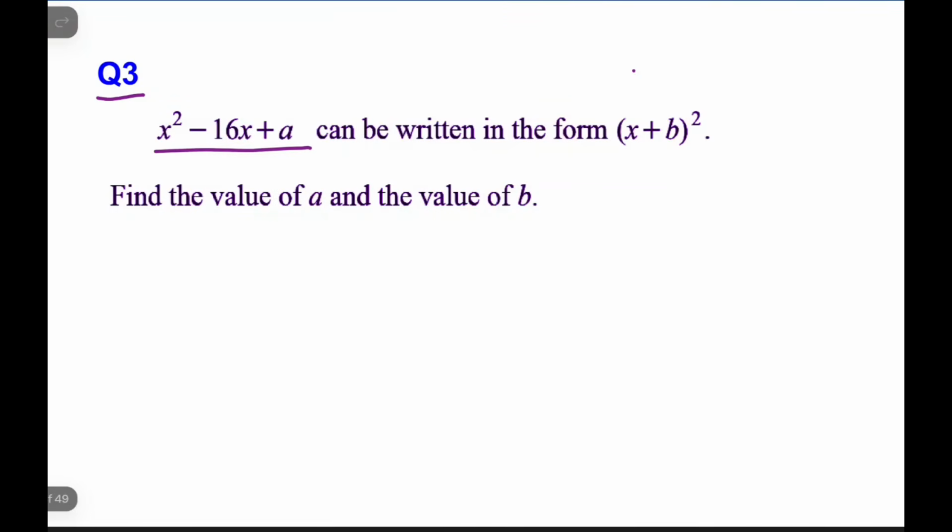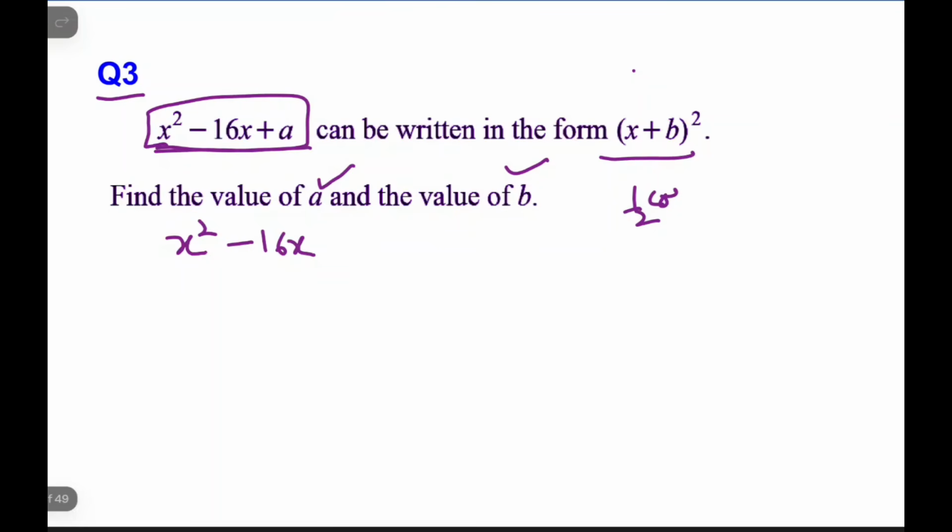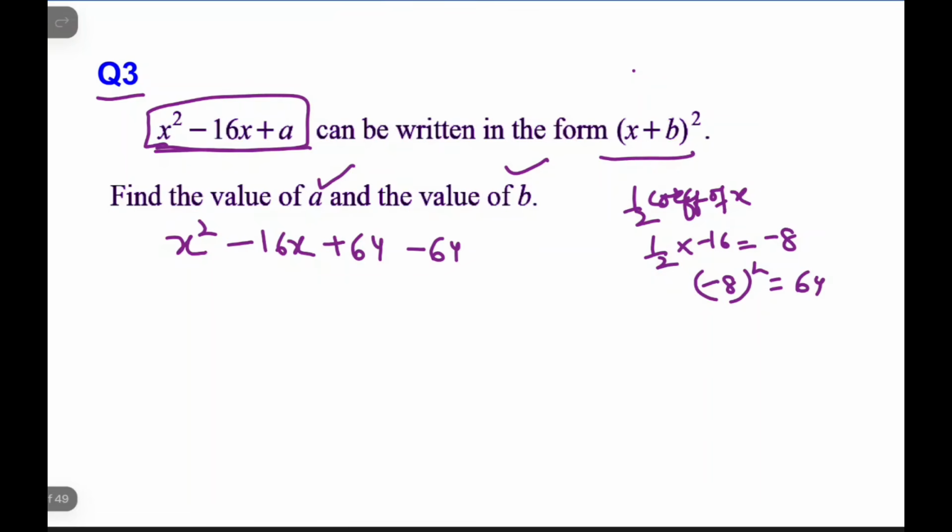Question number 3, x squared minus 16x plus a can be written in the form of (x plus b) whole squared. We have to find the values of a and b. In order to write this equation in vertex form, we will be completing the square. So x squared minus 16x. We will be adding and subtracting half the coefficient of x squared. Now the coefficient of x is minus 16, half will be minus 8. So we will be squaring it, that is 64. So we will be adding 64 and subtracting 64.